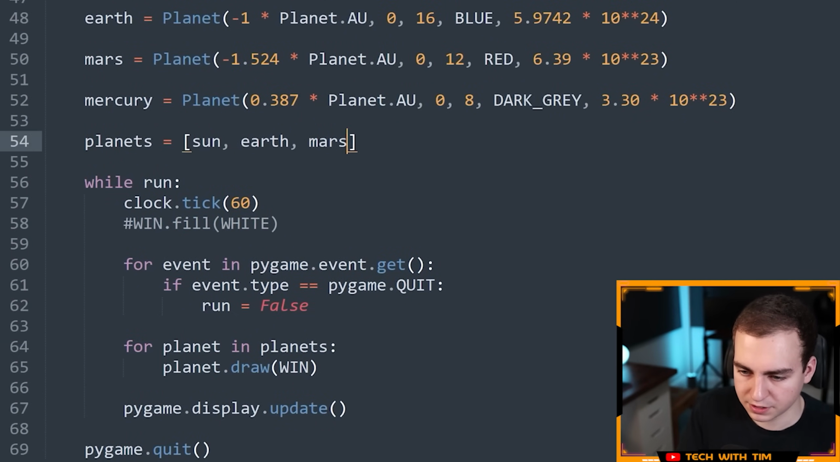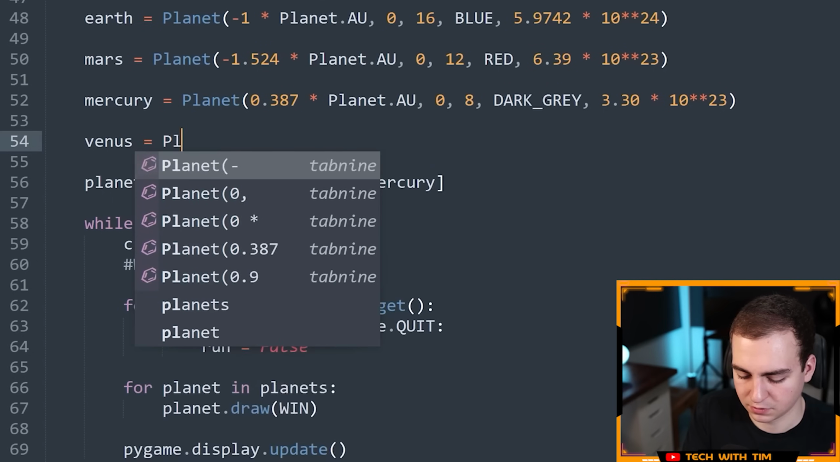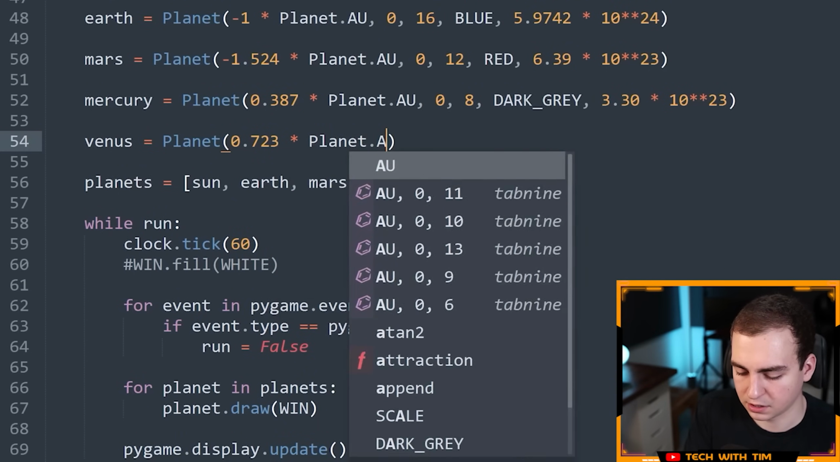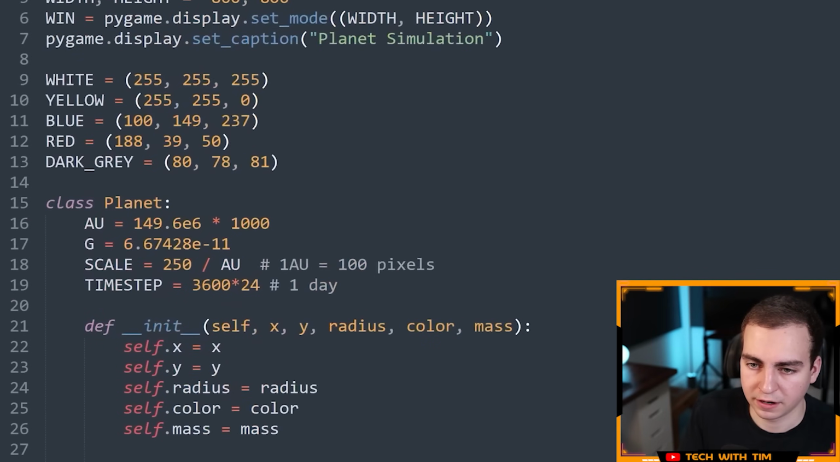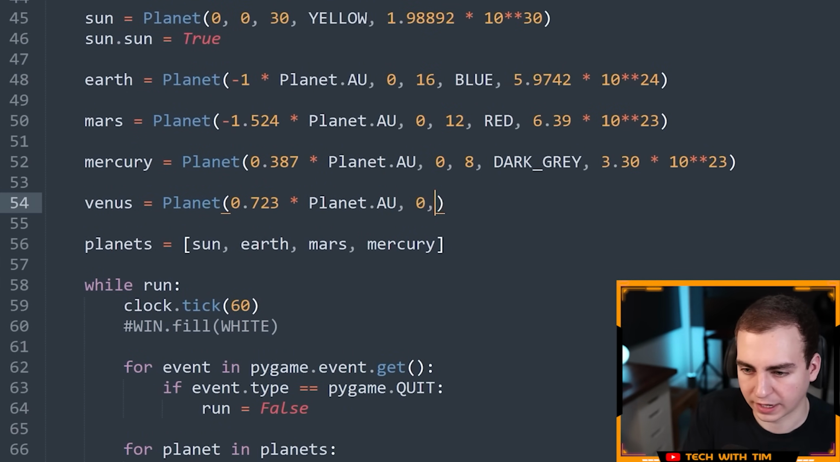Okay, so now we have Mercury, so let's put Mercury in here, and we can just go right on to Venus, which I believe is the next planet. So we're going to say Venus is equal to planet. Its distance is going to be 0.723 times planet.au. In case you're wondering, planet.au is referencing this right here just because it's inside of the planet class.